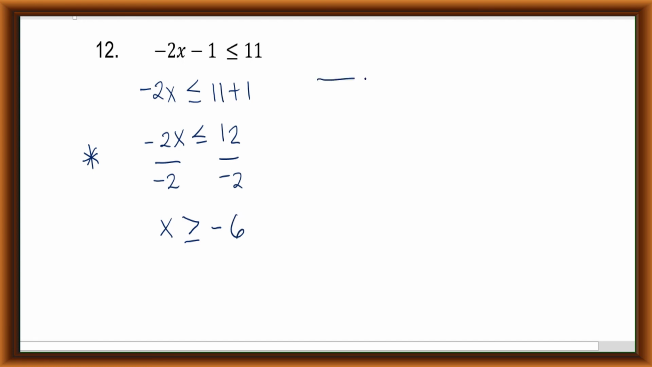Okay, for our number line, we have negative 7, negative 6, negative 5, negative 4, and negative 3. Since we will include negative 6, shade that part, negative 6. Then we will move to the right side. Okay, so this is our graph of the inequality.